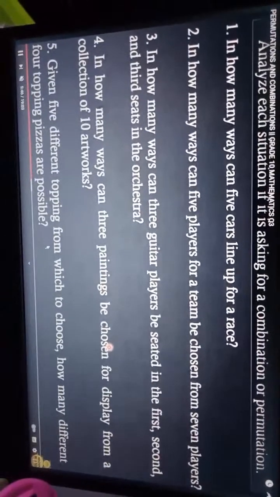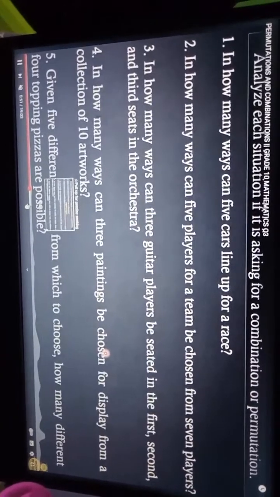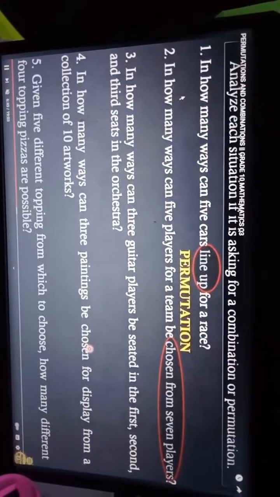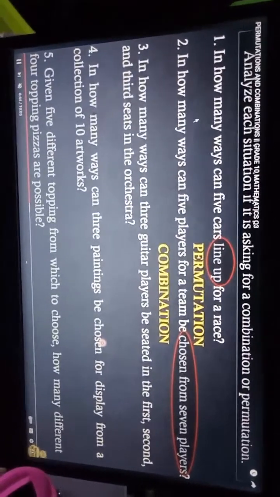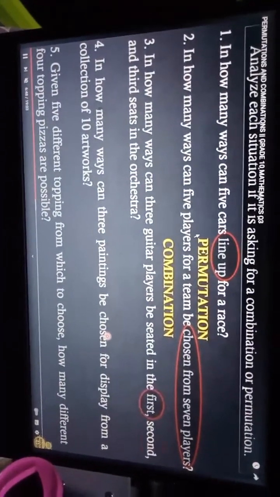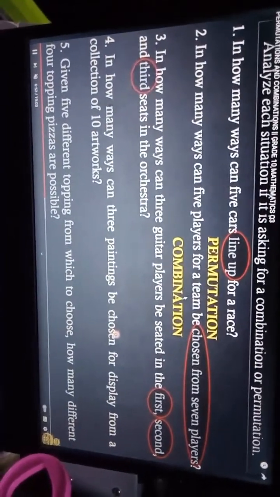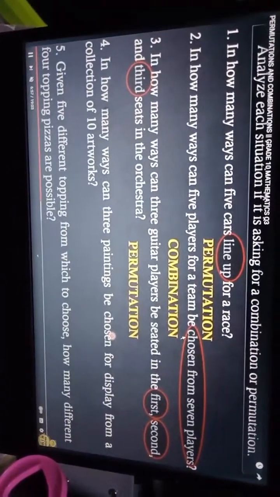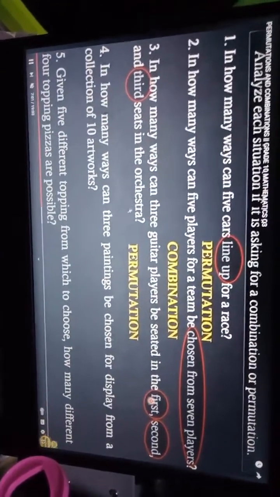So these are some of the problems. Okay, so in how many ways? That's why earlier I said that in how many ways can 5 cars line up for a race? That is permutation, line up. Therefore arrangement is very important. And next for number 2, in how many ways can 5 players for a team be chosen? The word chosen. When you are choosing, it's not right that you must arrange first. No, that is not important.